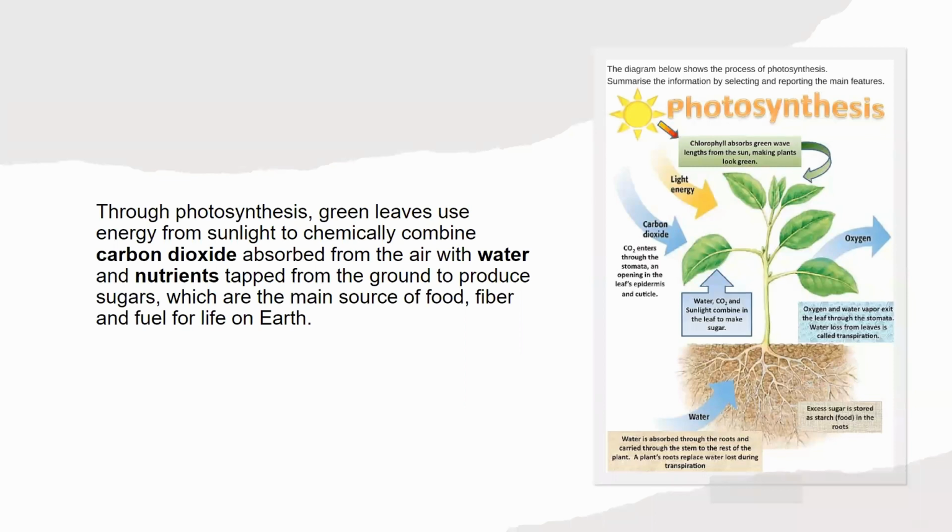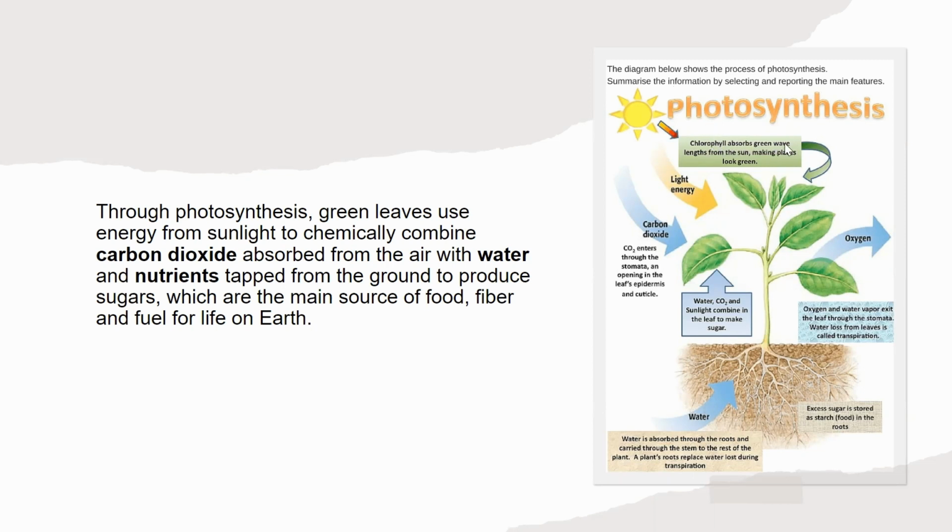This slide talks about the process of photosynthesis. Through photosynthesis, green leaves use energy from sunlight to chemically combine carbon dioxide absorbed from the air with water and nutrients drawn from the ground to produce sugars, which are the main source of food, fiber, and fuel for life on Earth. On the side, you can see a diagram of the process of photosynthesis.